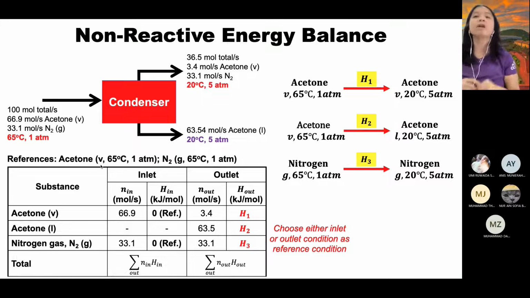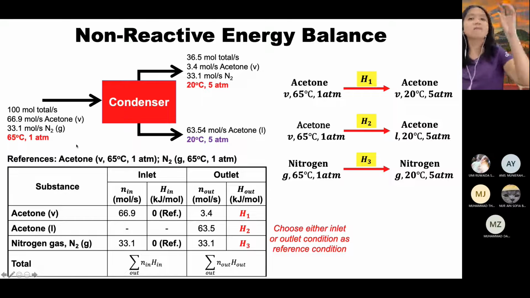We're talking about non-reactive. Normally, untuk kita menjimatkan masa pengiraan, we will choose any of the inlet or outlet condition as the reference condition. So, kamu kena faham, pengiraan dia adalah daripada reference condition kepada inlet, reference condition kepada top product, reference condition kepada bottom product. Kalau saya samakan salah satu reference condition saya dengan salah satu outlet atau inlet condition, maka condition yang inlet atau outlet tu saya dah tak payah kira.